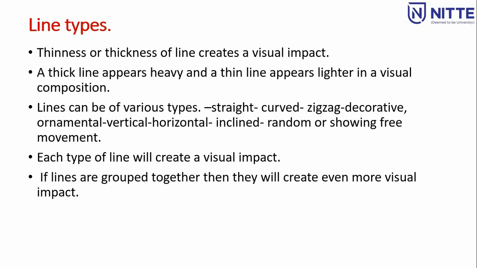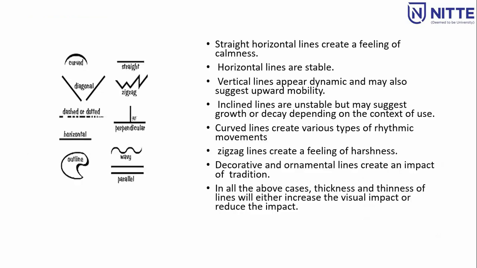Thinness or thickness of line creates visual impact. A thick line appears heavy, whereas a thin line appears lighter in a visual composition. Line can be of various types: straight, curved, zigzag, decorative, ornamental, vertical, horizontal, inclined, random, or showing free movement. Each type of line will create a visual impact. If lines are grouped together, then they will create even more visual impact.